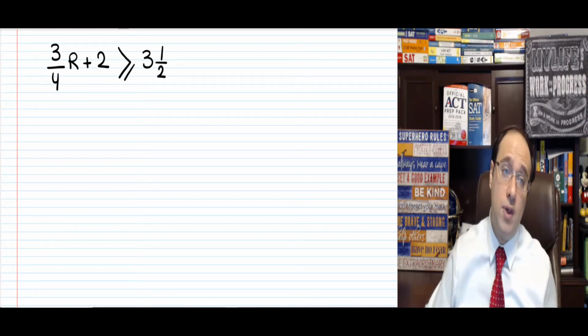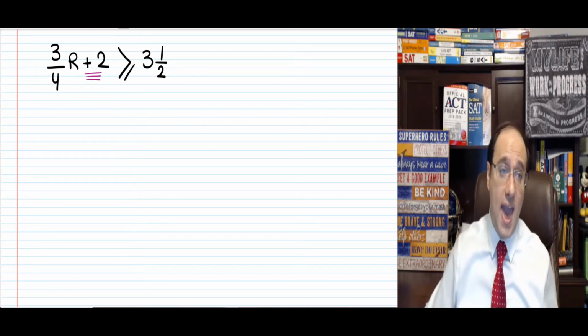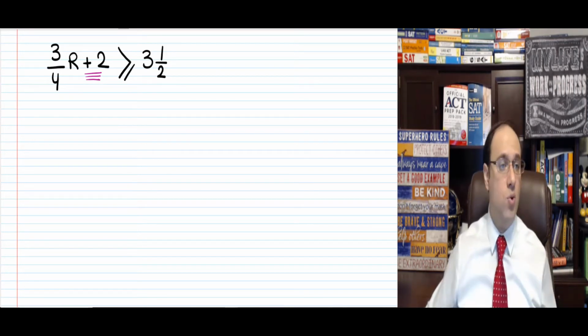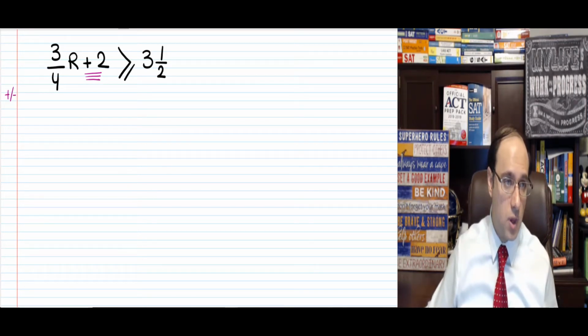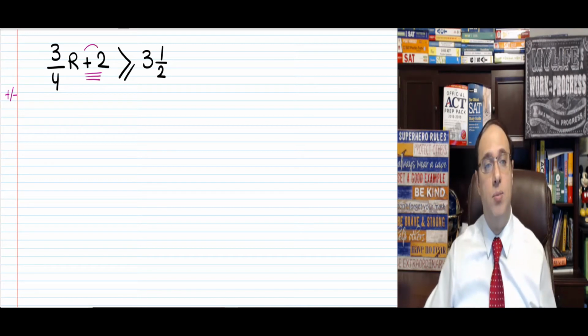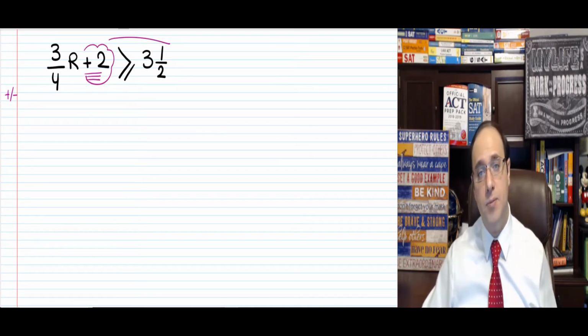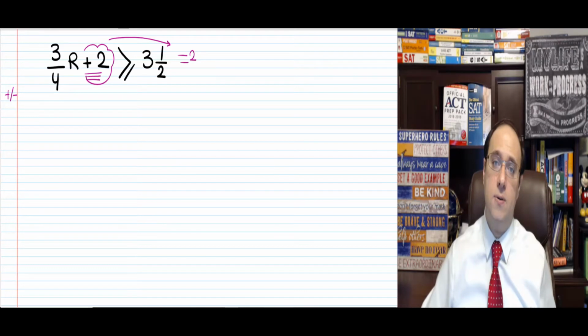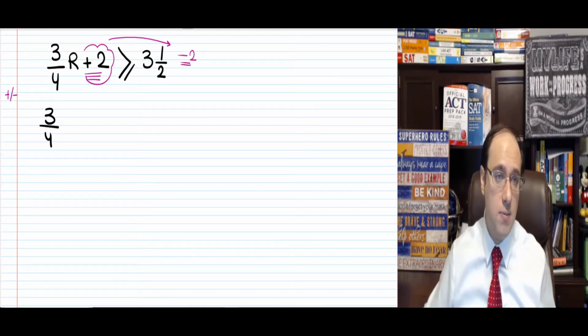Okay, we want to get rid of the plus 2 and the 3 over 4. But remember, we always get rid of what first? Pluses and minuses. So get rid of the plus 2 first. Plus 2 goes to the other side as minus 2. Always rewrite. You need to be neat in order not to make mistakes.